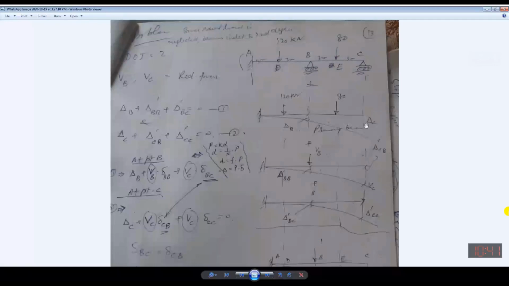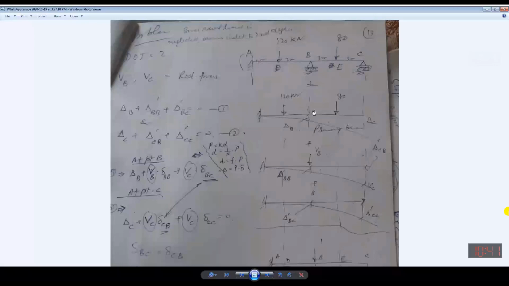Come to this point where you have considered the redundant. Now over there, this is delta C. You can see from this to this. This is delta C. And what does it define? It defines the deflection at point C due to actual loading. This is due to actual loading at point B. This is due to actual loading at point C.